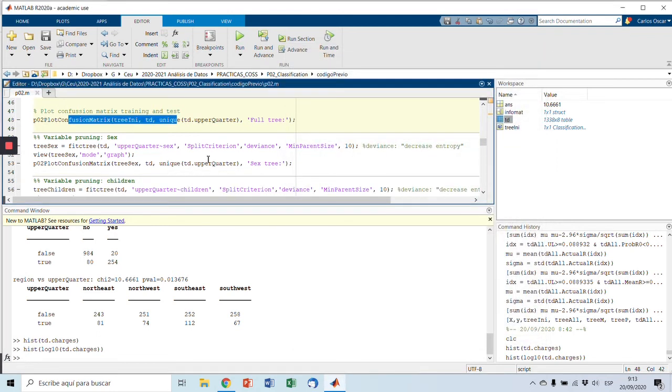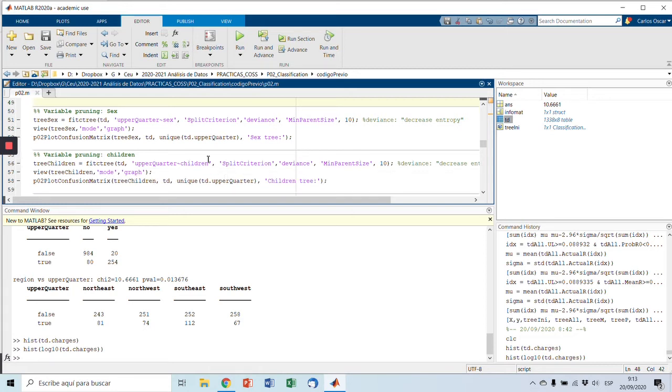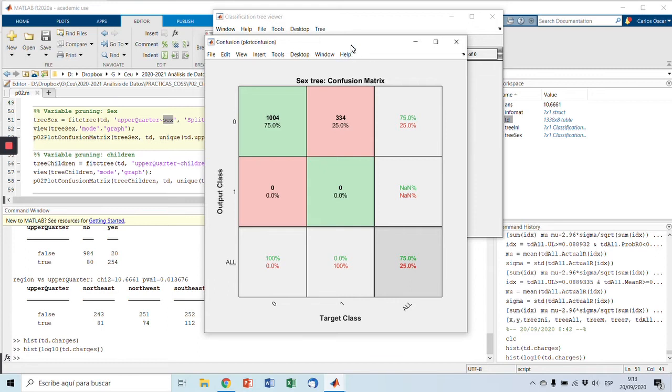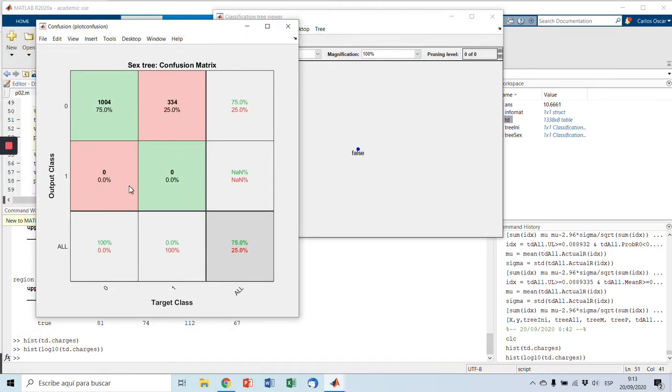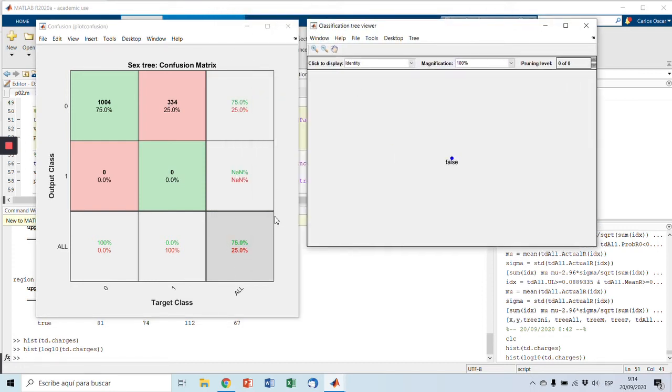Okay, so now instead of taking all variables at the same time, we will try to identify which are the important variables, and for doing that, we will take variables one by one. So we want to construct a tree of the upper quarter as a function of sex. We run the section. We see that the tree is not able to classify any of the input points as belonging to the upper quarter, and all of the upper quarter individuals are classified as non-belonging to the upper quarter, so they are all errors, and our total error rate is 25%, and this is the tree.